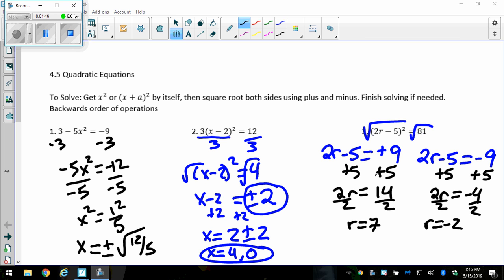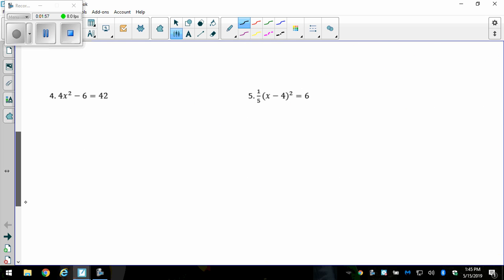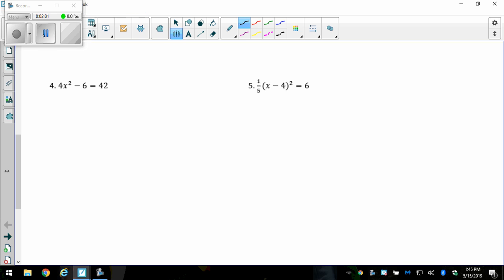So when I worked both sides, adding the 5 and dividing by 2, I got r was 7 here, and I got r was negative 2. So both of those solutions would work. So go ahead and try number 4 now.